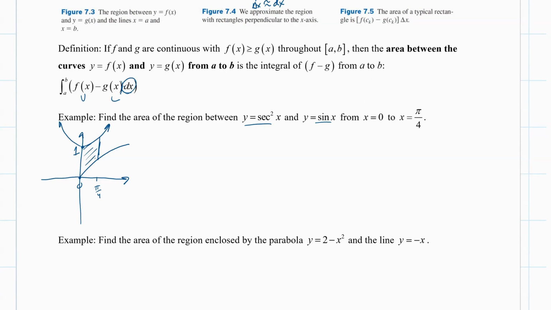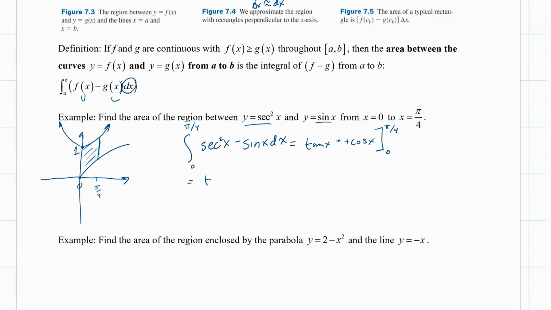We recognize that the upper curve is the secant squared curve, that the lower curve is the sine curve, and we want to look at the area between those curves as x goes between 0 and pi over 4. If we take the antiderivative of secant squared, well, that's tangent. Antiderivative of sine is negative cosine. So that's going to net out to a plus cosine. And we're going to evaluate this expression as x goes from 0 to pi over 4.